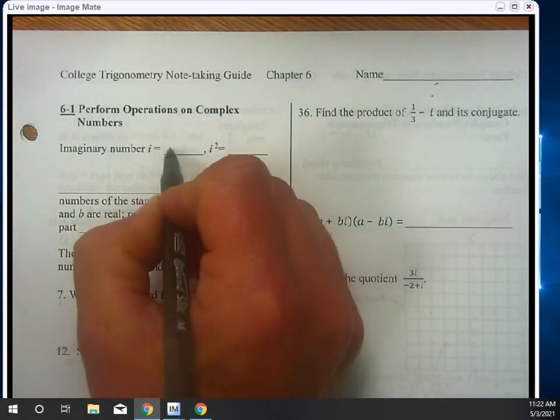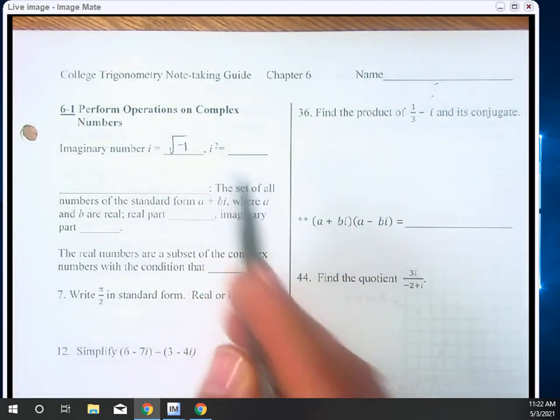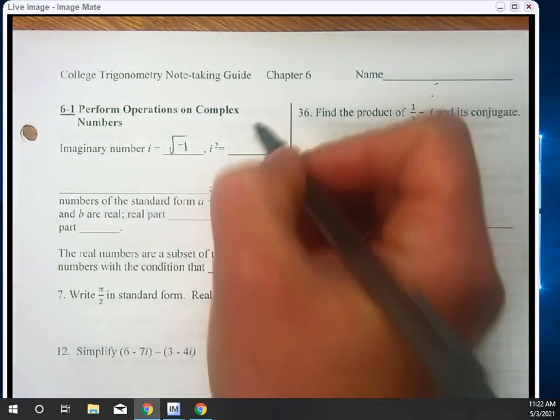This i is defined as the square root of negative 1. So what is i squared then defined as? Negative 1.